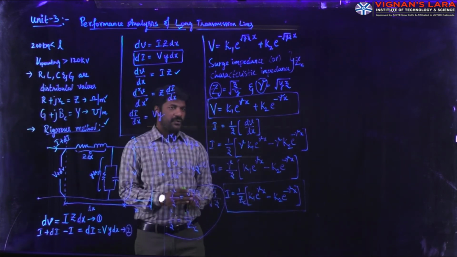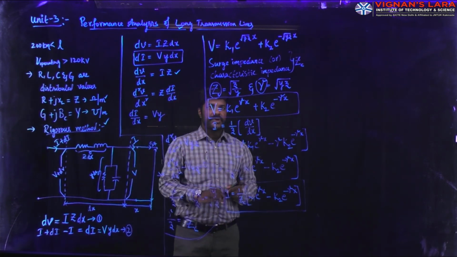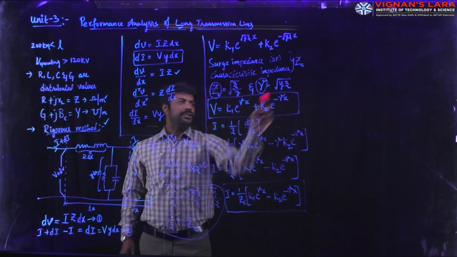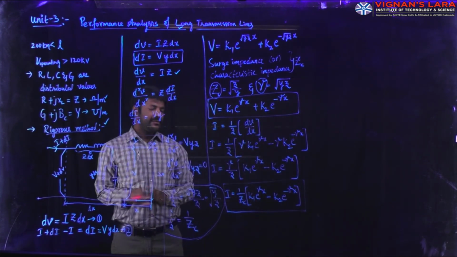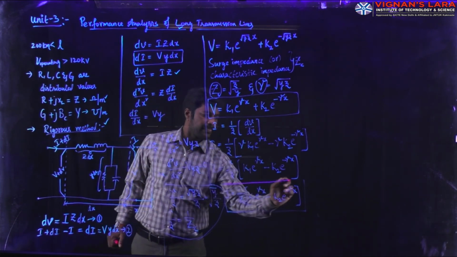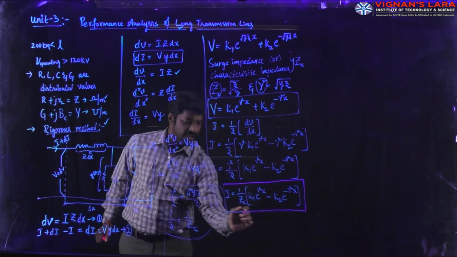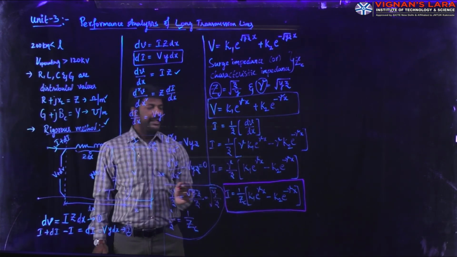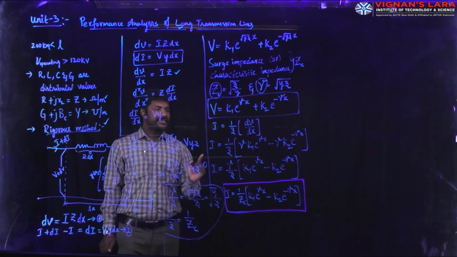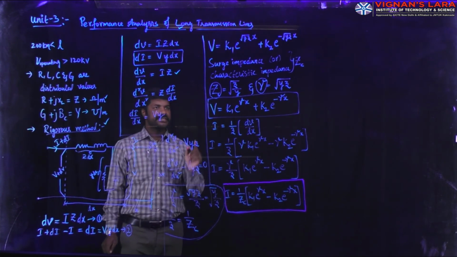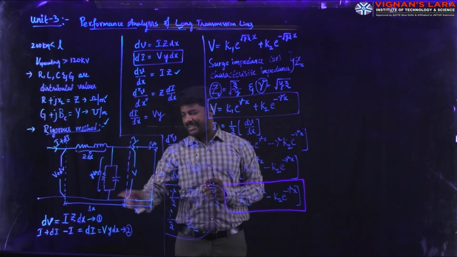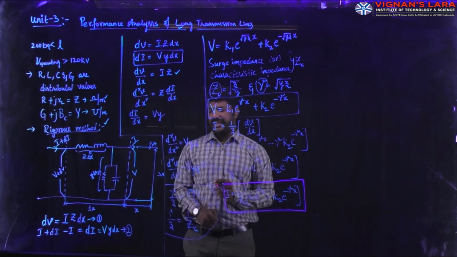So what are they? The voltage equation is V is equal to k1 e to the power gamma x plus k2 e to the power minus gamma x, whereas the current expression I is 1 by zc of k1 into e to the power gamma x minus k2 e to the power minus gamma x, where x is the instant where we identified the small sectional length, and it is measured from the receiving end side.